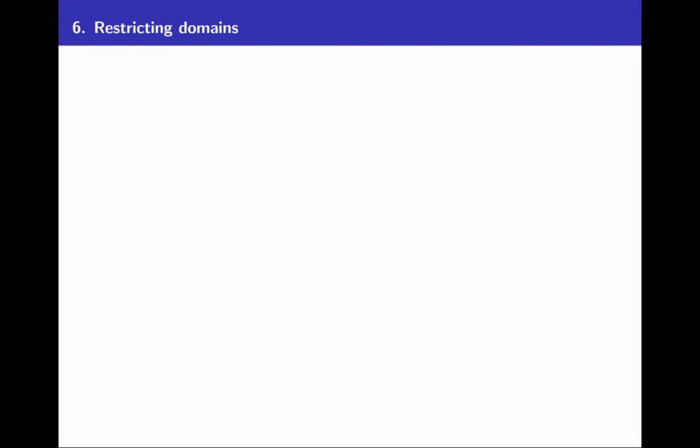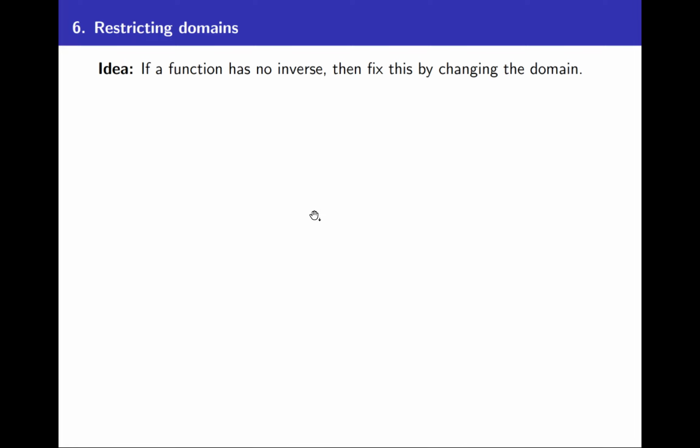There's one more topic we should talk about, and it's the idea of restricting domains. And the idea is this. We know a lot of functions don't have inverses. Any function that's not one-to-one doesn't have an inverse. But there will be situations where you really want them to have inverses, but they're not going to have them.